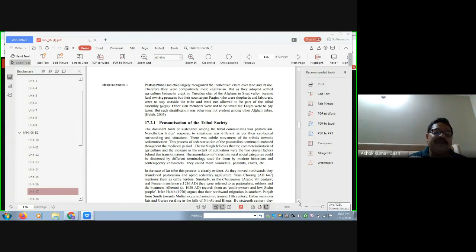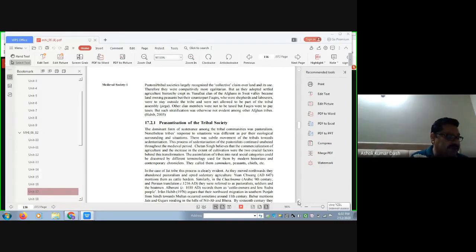But it was mainly pastoralism which marked their occupation. And it has been mentioned here clearly: the dominant form of sustenance among the tribal community was pastoralism. Nonetheless, the tribes' response to the situation was different as per their ecological surroundings. There was a subtle movement of the tribals towards sedentarization, what I told just now. Sedentarization means not moving anywhere but doing some work at a particular fixed place and earning their sustenance. That was the subtle movement of tribals towards sedentarization. The process of sedentarization of the pastoralists continued unabated throughout the medieval period.